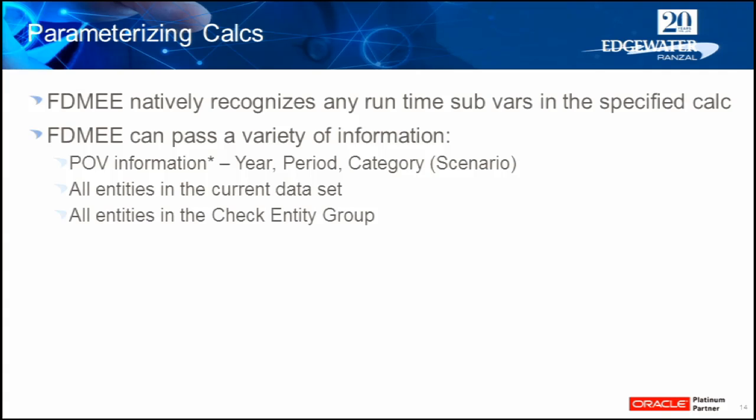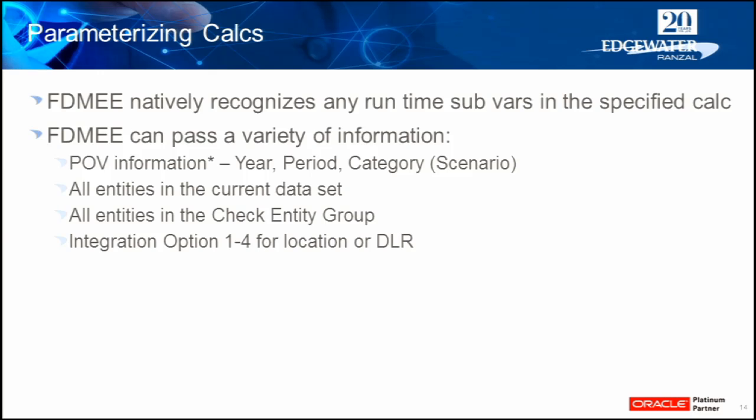I can also leverage what's called the check entity group, where I specify a specific list of entities within the FDMEE web interface that gets cleared as part of the process and also shows up on the check report if you enable it. I also have the ability to put it in what's called an integration option. So these are akin to UDAs on a member in the Essbase outline. These are UDAs for FDMEE.